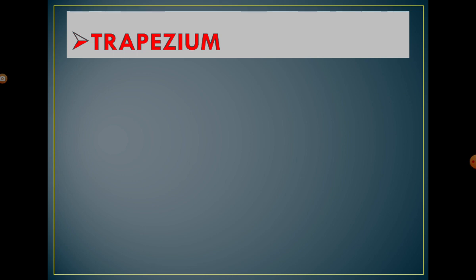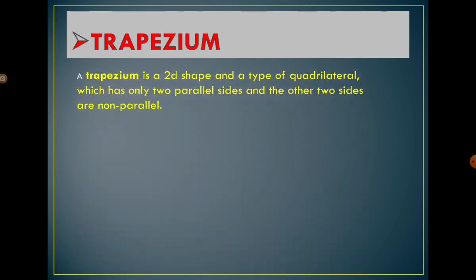Now the next one is the trapezium. This is my next quadrilateral. That is also a type of quadrilateral, a special type of quadrilateral. So a trapezium is a 2D shape and a type of quadrilateral which has only two parallel sides, and the other two sides are non-parallel. So that quadrilateral is a trapezium.